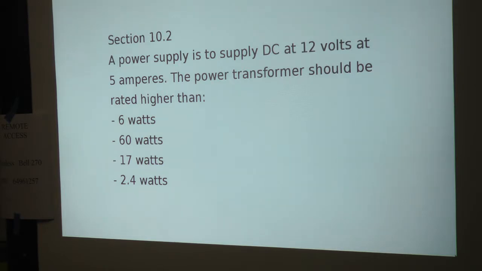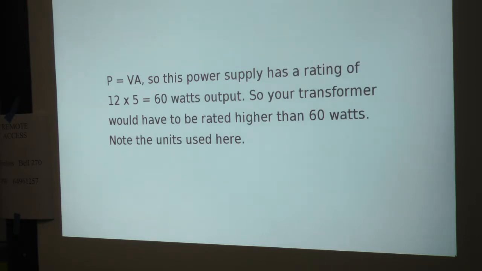A power supply is to supply DC at 12 volts at 5 amps. The power transformer should be rated higher than what? 60 watts. Yep, 12 times 5. So your transformer would have to be rated higher than 60 watts.